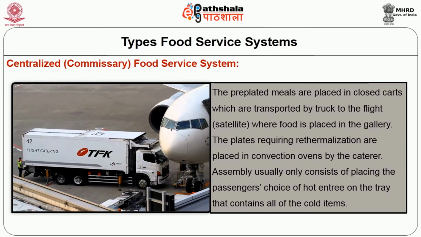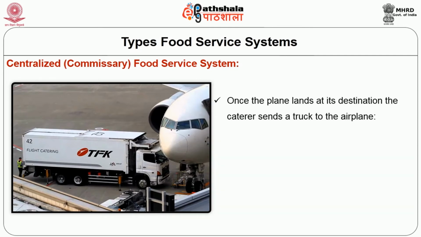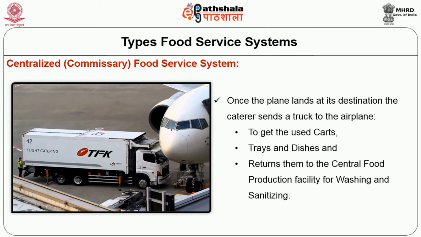The plates requiring rethermalization are placed in the convection ovens by the caterer. Assembly usually consists of placing the passenger's choice of hot entree on the tray that contains all of the cold items. Once the plane lands at its destination, the caterer sends a truck to the airplane to get the used carts, trays and dishes and returns them to the central food production facility for washing and sanitizing.